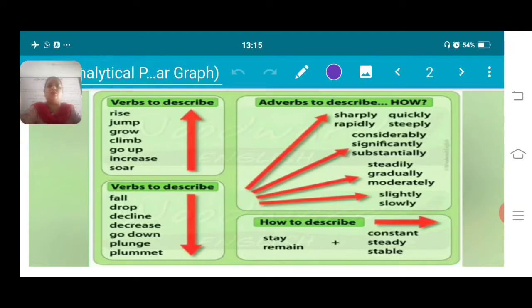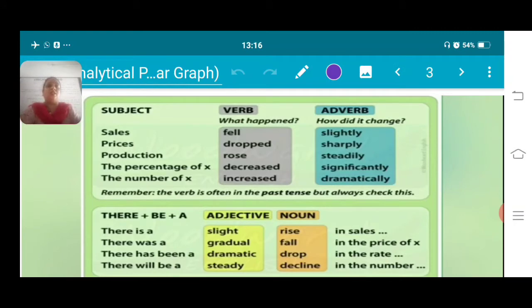Means slightly or slowly. When things go somewhat faster from this first stage, then you have to go with steadily, gradually, moderately. And then the upper stage of this is considerably, significantly, substantially, and for the last one, when there is a sudden rapid change, in that case you have to use sharply, quickly, rapidly, and steeply.